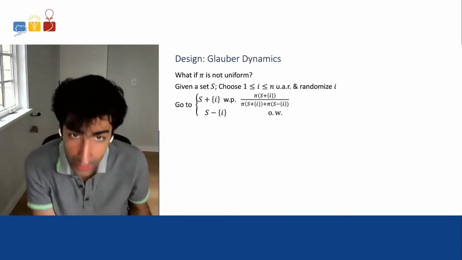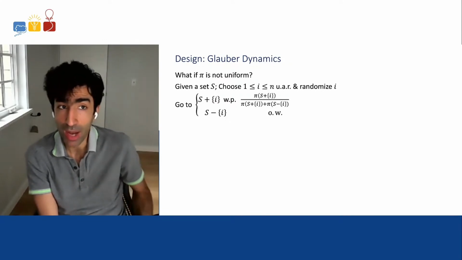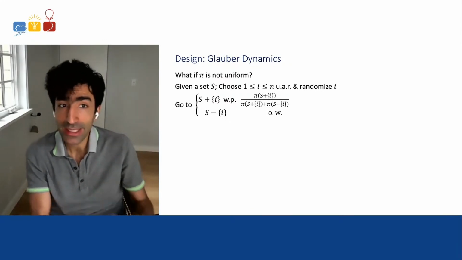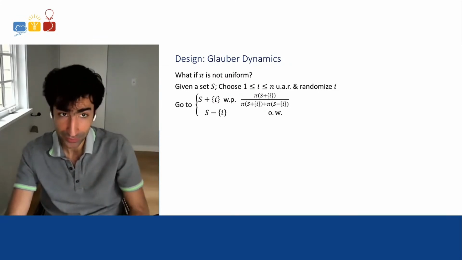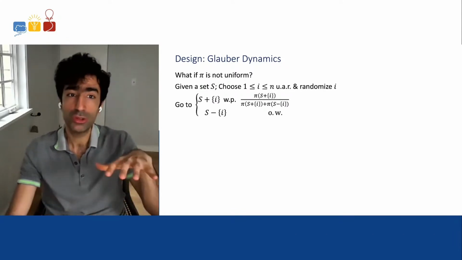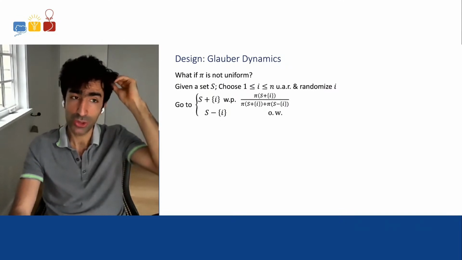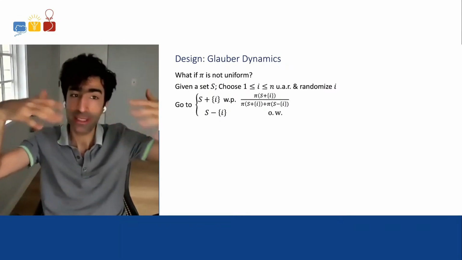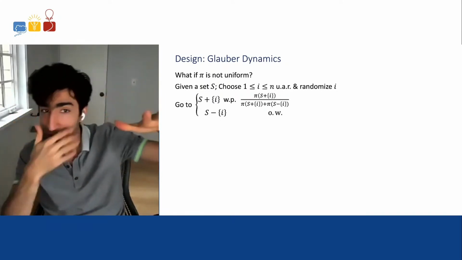Now let me tell you a more sophisticated example. Let's say you're shooting for a given distribution pi, which is not uniform. Here is a recipe to do that. It's called Glauber dynamics. Given a set S, here's what you do. Remember that you want to have some distribution over subsets, that is, over 2 to the n. That's what I want to think about. So you have a set S.